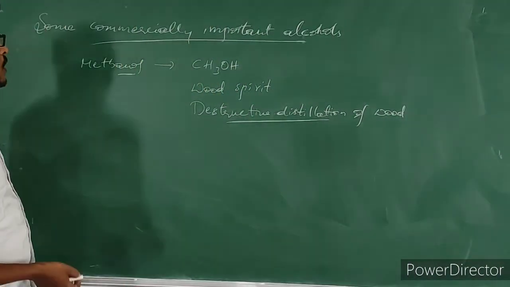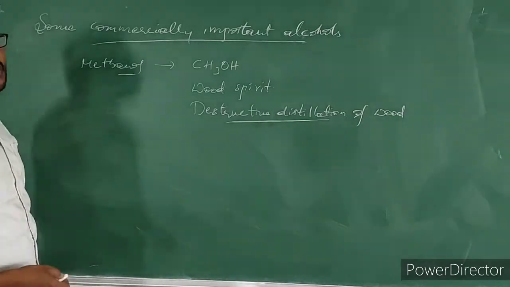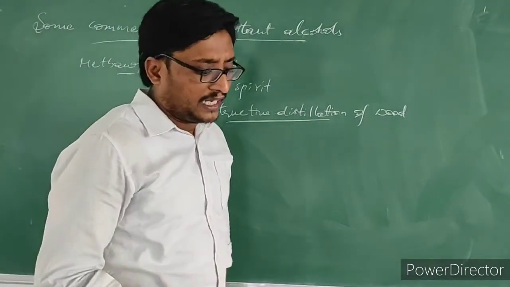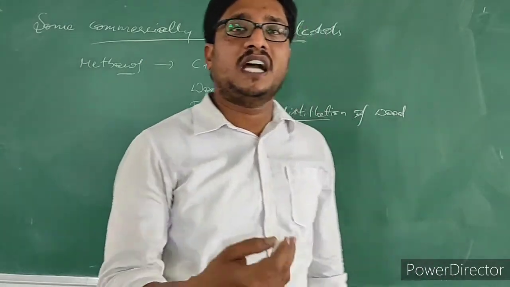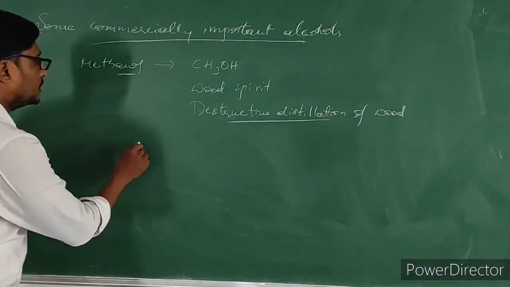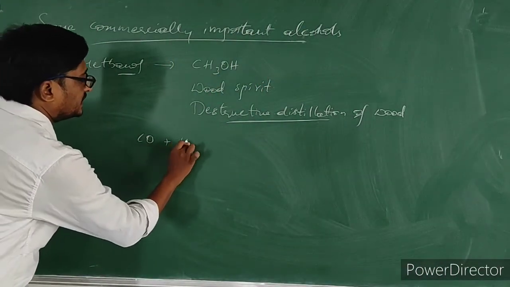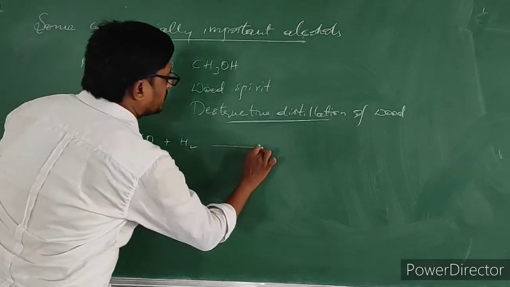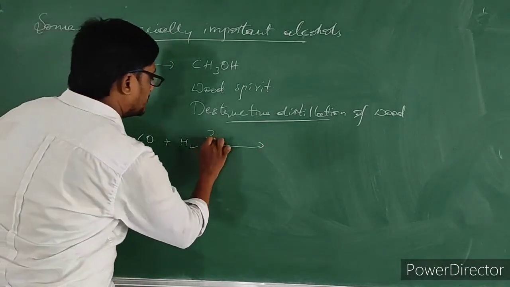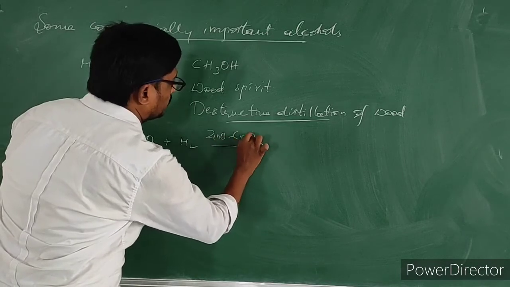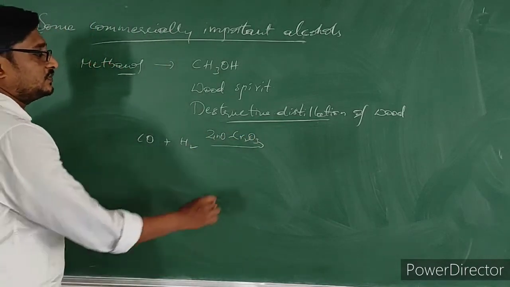Commercially this methanol can also be obtained by catalytic hydrogenation of carbon monoxide. So carbon monoxide is treated with hydrogen in presence of a catalyst. The catalyst is nothing but zinc oxide and chromium oxide. So this is the catalyst which we are using.